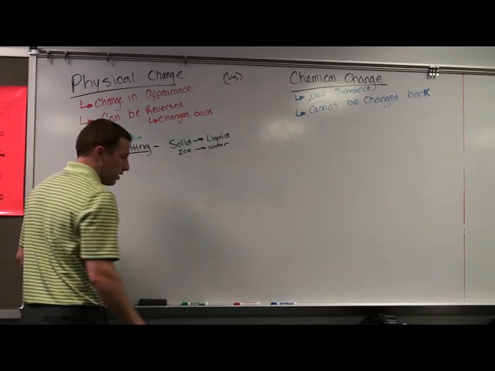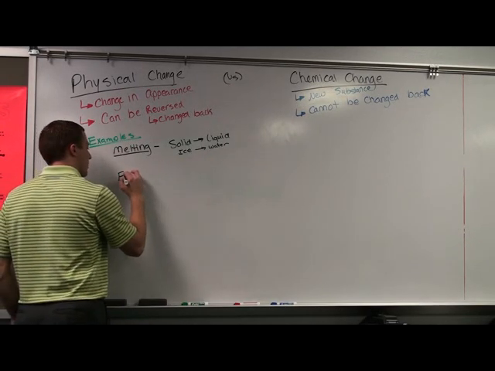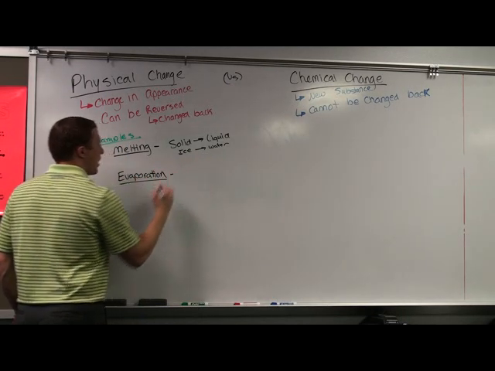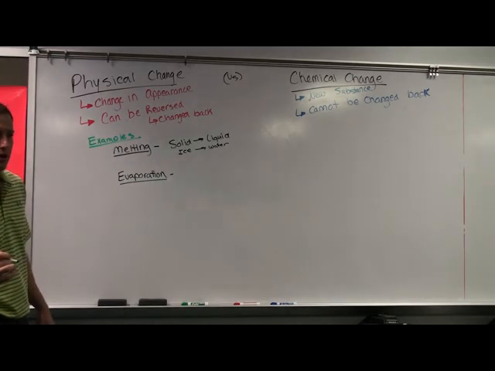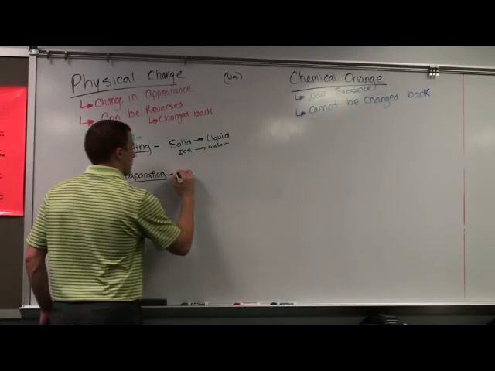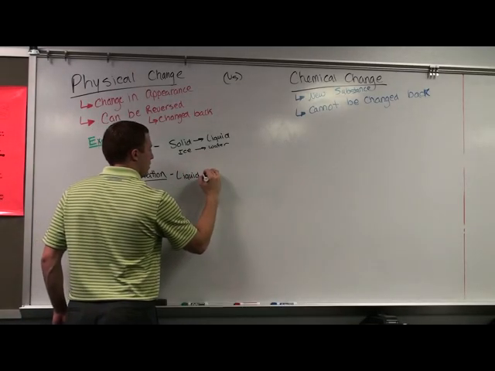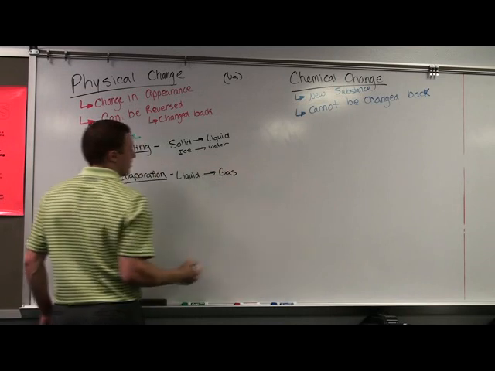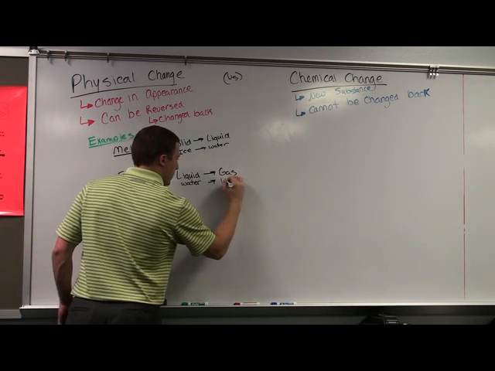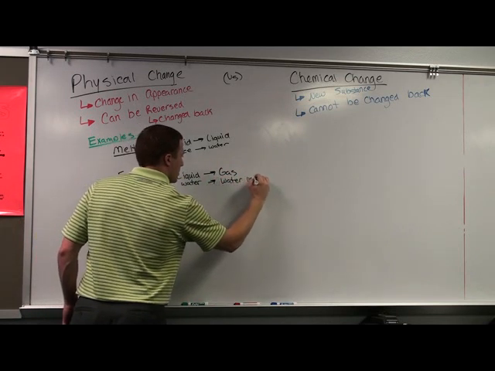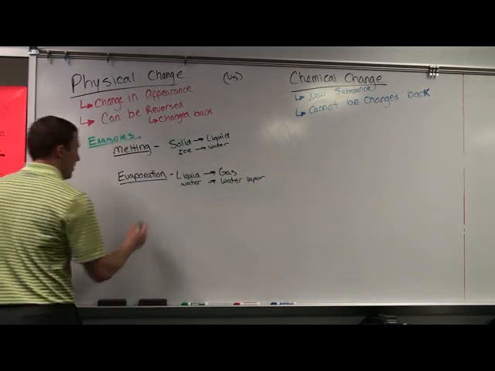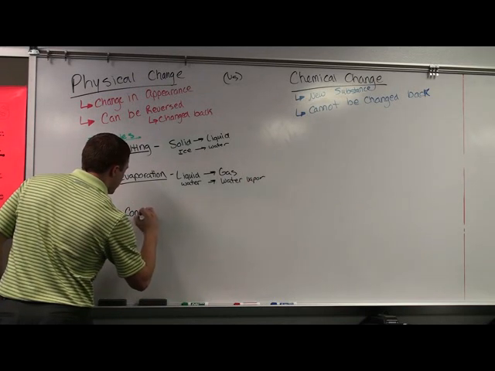The next one we can do is evaporation. And evaporation is going from what? Liquid to gas? A liquid to a gas. Good. Okay? So that can go from water to water vapor as an example. Okay? Now, after it evaporates, you can have condensation.